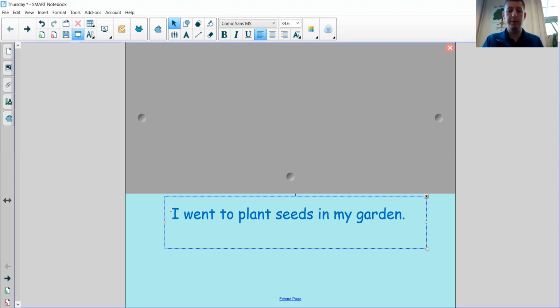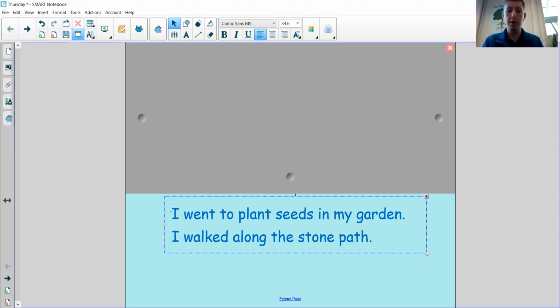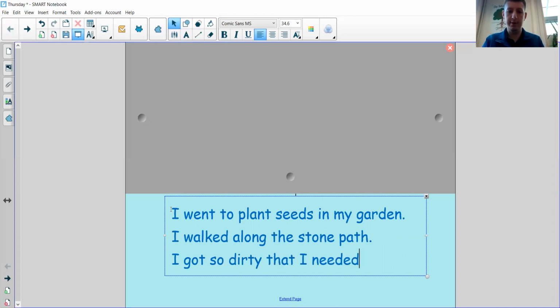For the second sentence, it was I walked, and actually walked is a common exception word as well. I walked along the stone path, hopefully spelled path correctly. And for the final sentence, I got so dirty that I needed a bath. In fact, I'm going to put an exclamation mark there because I think it's quite funny.